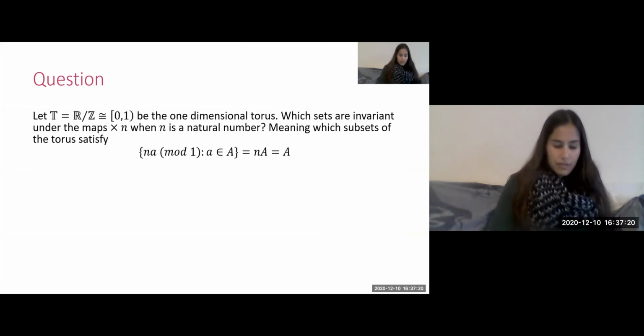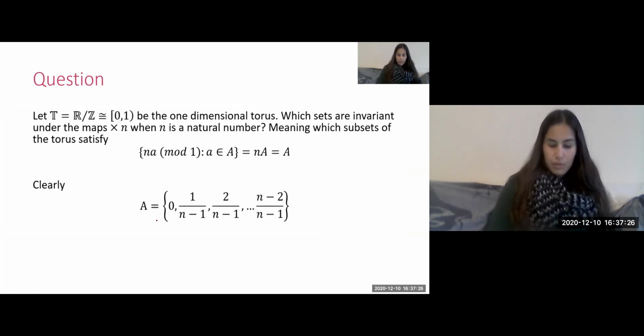So let's give a very simple example of a first set like this. Let's take this finite set A, which is 0, 1 divided by n minus 1, all of these guys. So I claim that if you multiply the set by n, then you'll just get A again.